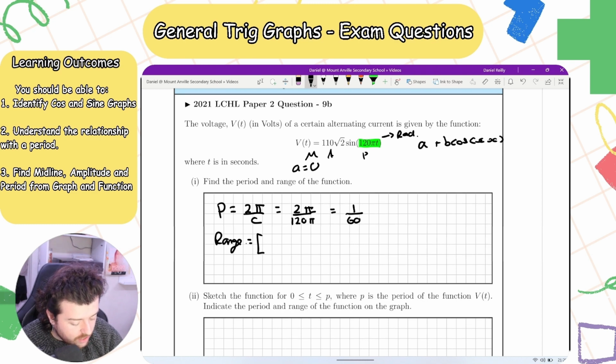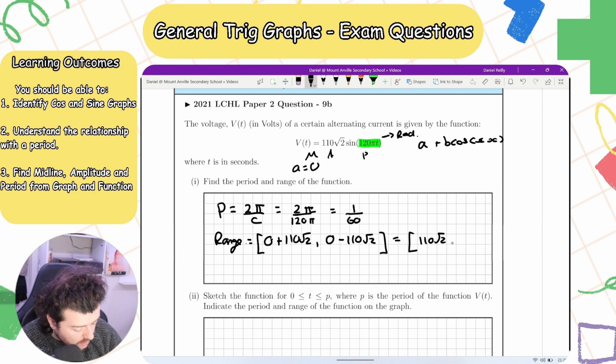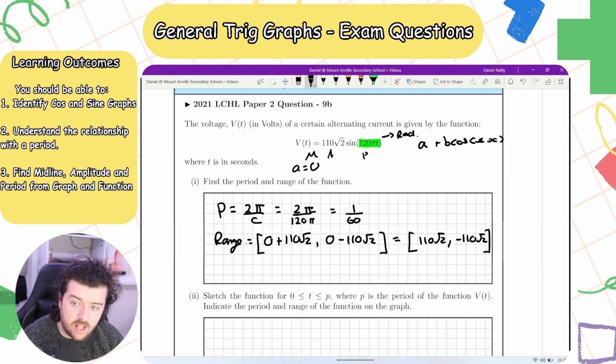So my range is going to be my midline 0 plus my amplitude, which is 110 root 2, and 0 minus 110 root 2. So it's 110 root 2 and minus 110 root 2. There's my period and there's my range.